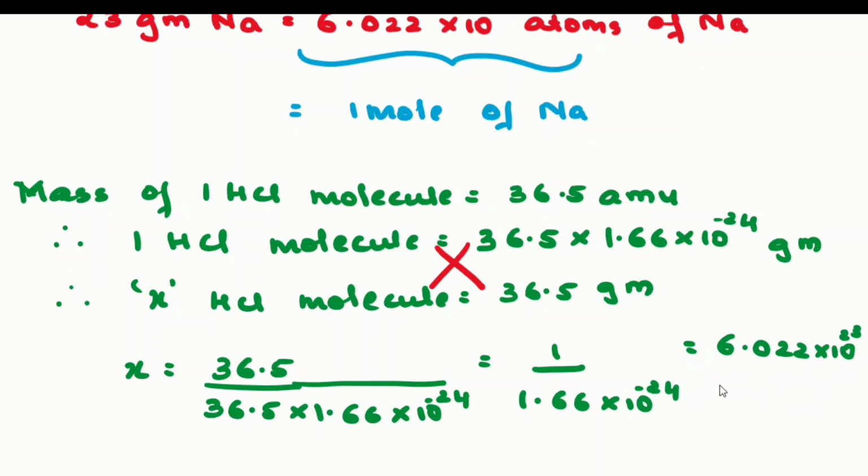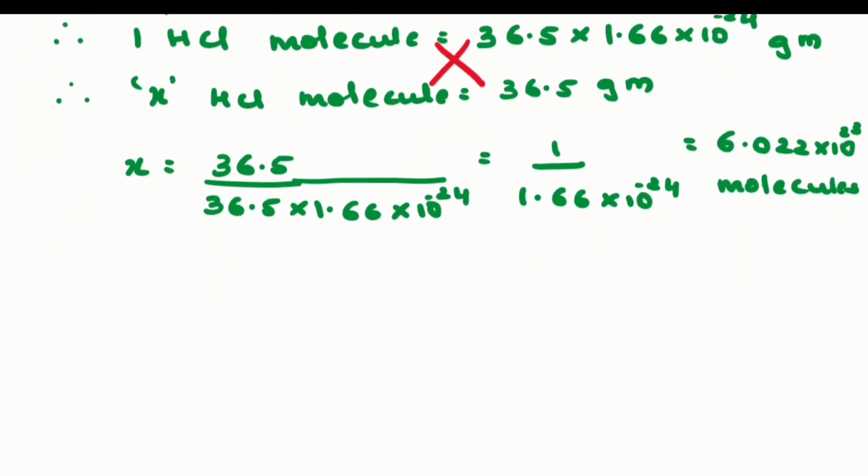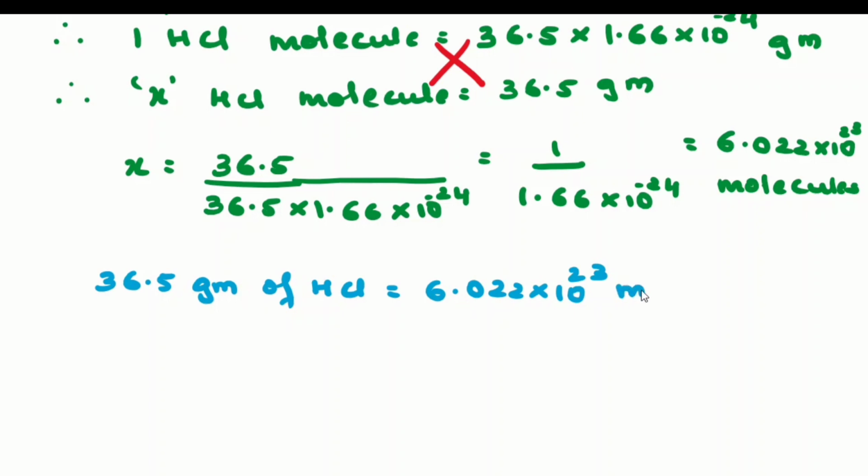6.022 into 10 to the power 23 molecules. So finally, I can write down, students, that 36.5 gram of HCl is equal to 6.022 into 10 to the power 23 molecules of HCl, which is equal to 1 mole of HCl.